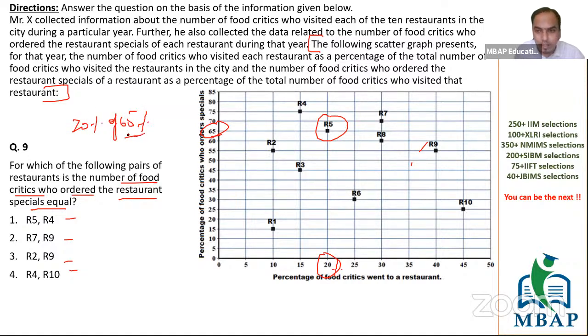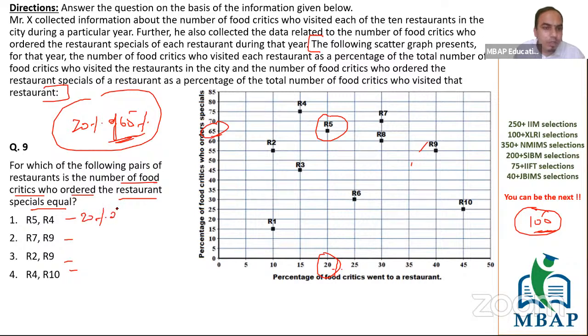What you can do here is take the overall figure as, let's say, 100, and of that you are taking this number. So you just have to make a comparison of 20% of 65. That is going to be 13 for R5.